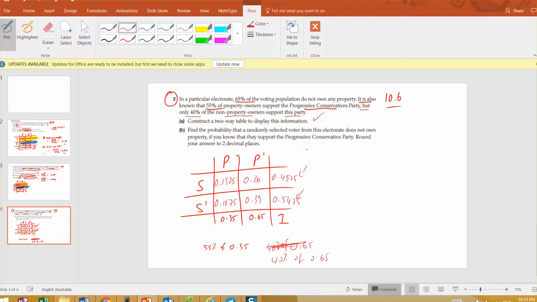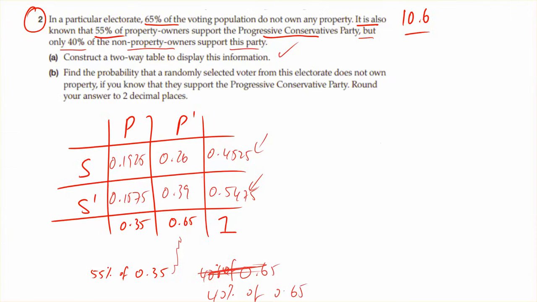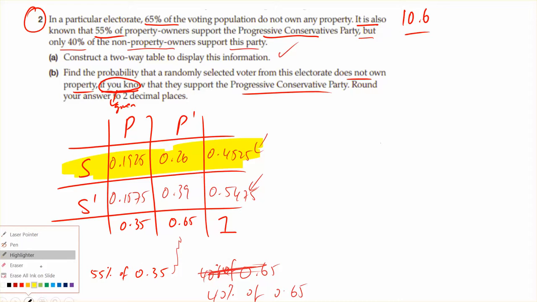We've done the table, and we want to find the probability that a randomly selected voter from the electorate, let's read this carefully, does not own property, given that they support the Progressive Conservative Party. So we're given that they support the party. Supporting the party means this row, okay? That limits our sample space to that yellow row.